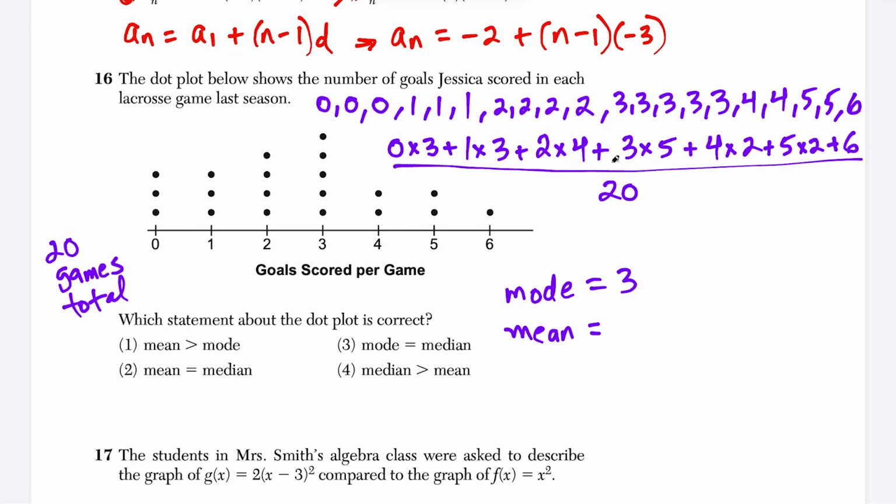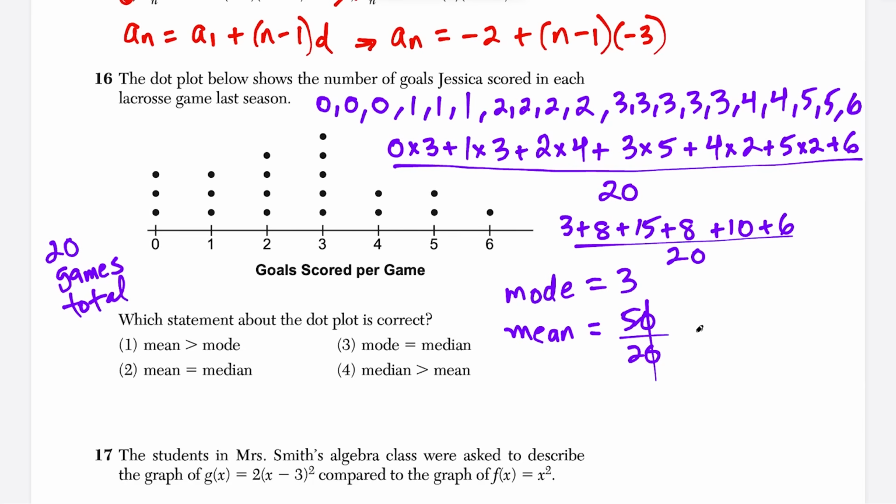I'll just work this out because I'm going to show how to do this all in the calculator anyway. So 0 times 3 just cancels. We would have 3 plus 2 times 4 is 8, and then plus 15, plus 8 is 4 times 2, and then 5 times 2 is 10, and then plus 6, and we're dividing all of this by 20. So the mean, now I will start to simplify a little bit more. So 3 plus 8 makes 11, 11 plus 15 is 26, 26 plus 8 is 34. I could do 34 plus 6 is 40, and 40 plus 10 is 50, and we're dividing that by 20.